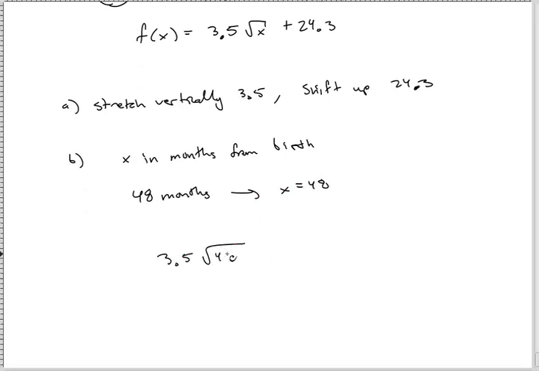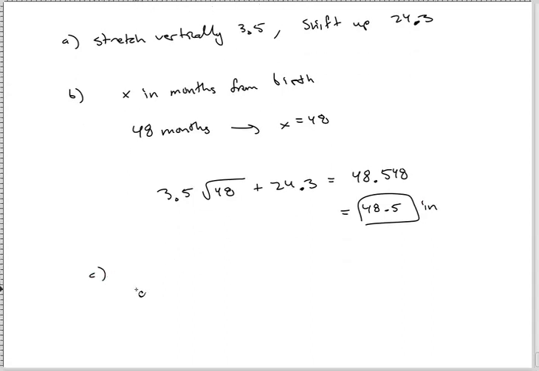And most certainly, you should be using a calculator for this one. So here we go. 3.5 times the square root of 48, and then plus the 24.3. And the answer is 48.548. They want it rounded to the nearest tenth of an inch. So it would be just the 48.5 inches, I guess is what the answer is. Cool. That's not too bad.